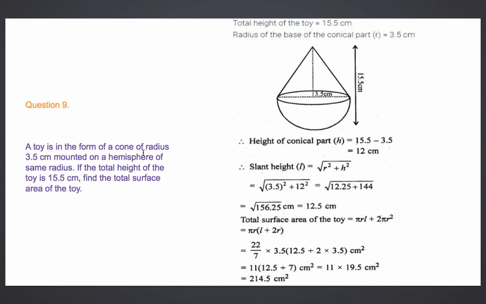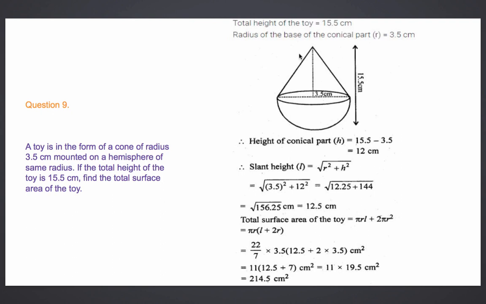So a toy is in the form of a cone of radius 3.5 centimeter. So we'll have a cone and I'll show that the radius is 3.5. So that part is done. Mounted on a hemisphere. Mounted means it is placed over what? A hemisphere. So below that will be a hemisphere of the same radius. So that means this much is my complete figure.